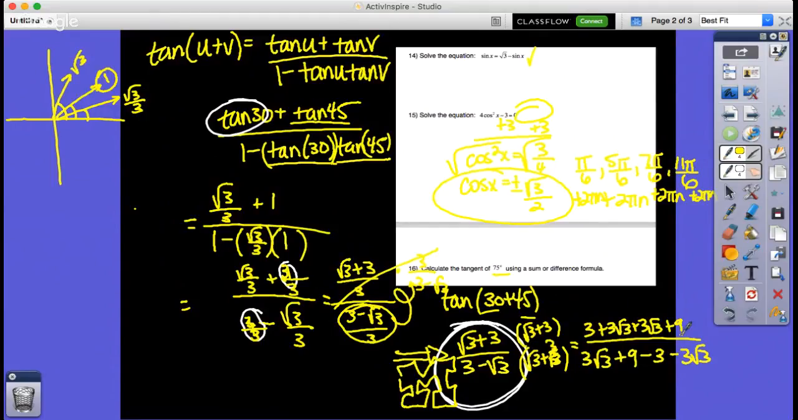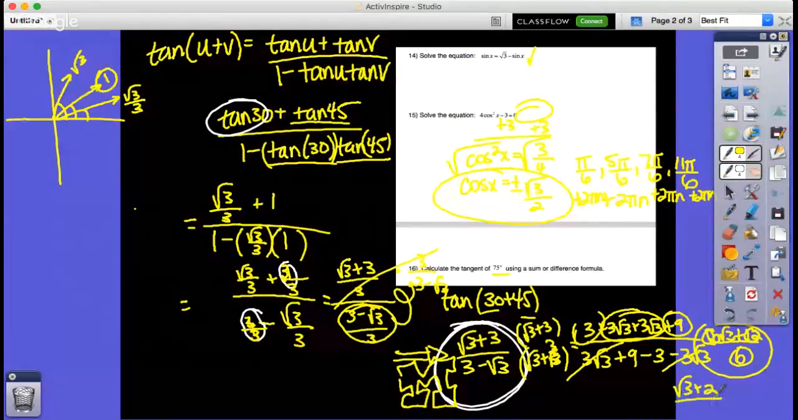And so if I simplify this, these cancel, giving me 6 on the bottom. And on the top, I would get 6 root 3 plus 12 all over 6. I can divide all 3 of these by 6 here. And what I would get is square root of 3 plus 2 all over 1. Okay. Wow. Or square root of 3 plus 2.